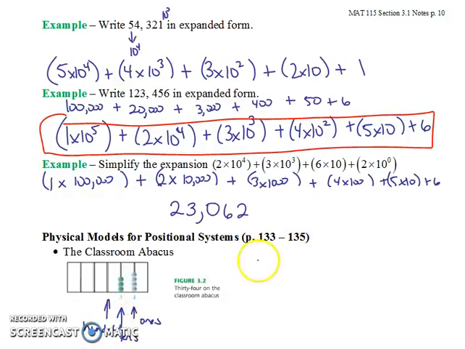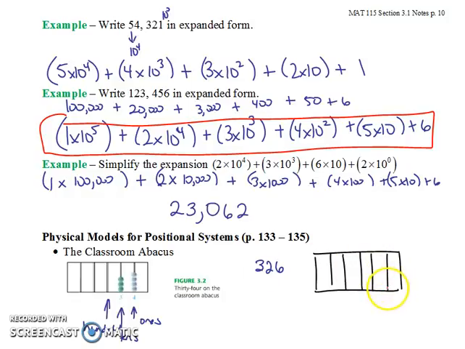So, for example, if we wanted to express 326 on a classroom abacus, if we took that same picture idea, we had 4 or 5 bars. Then I would put rings on each of those. I would put 6 rings in the ones place, and then 2 rings in the tens place, and then put 3 rings in the hundreds place. And that's how you could use an abacus to express the number 326.